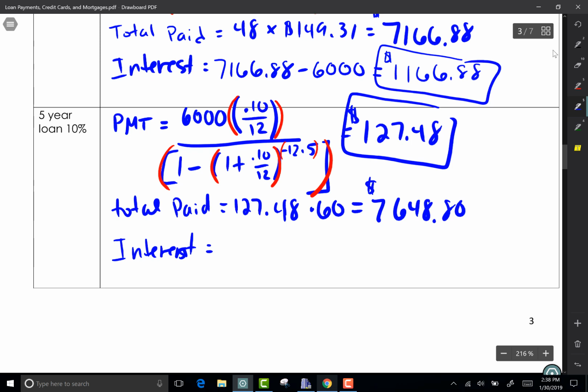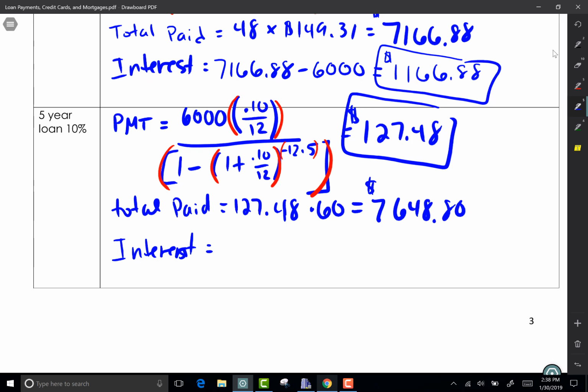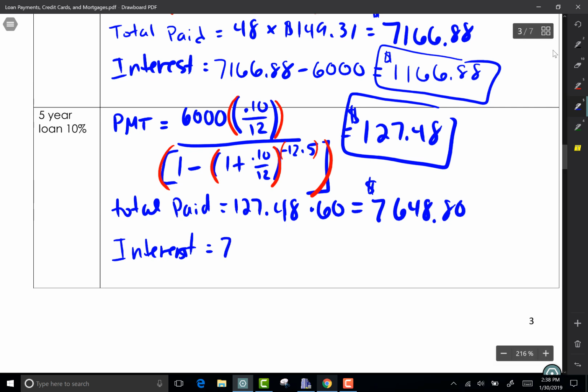So I have to subtract that from the 6,000 to figure out what my interest is. So when I take the 7648.80, subtract the 6,000, that gives me $1,648.80 in interest.